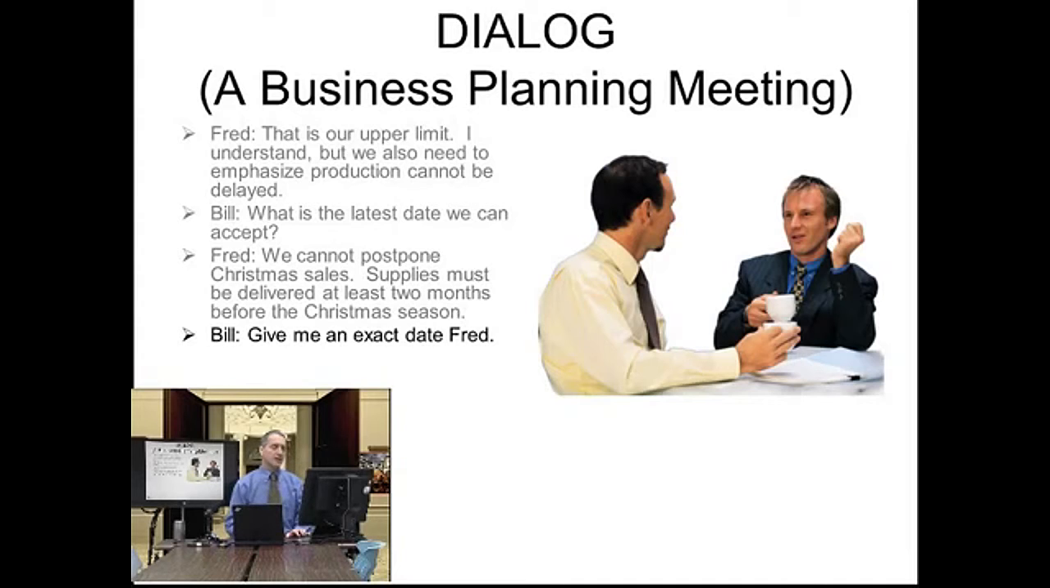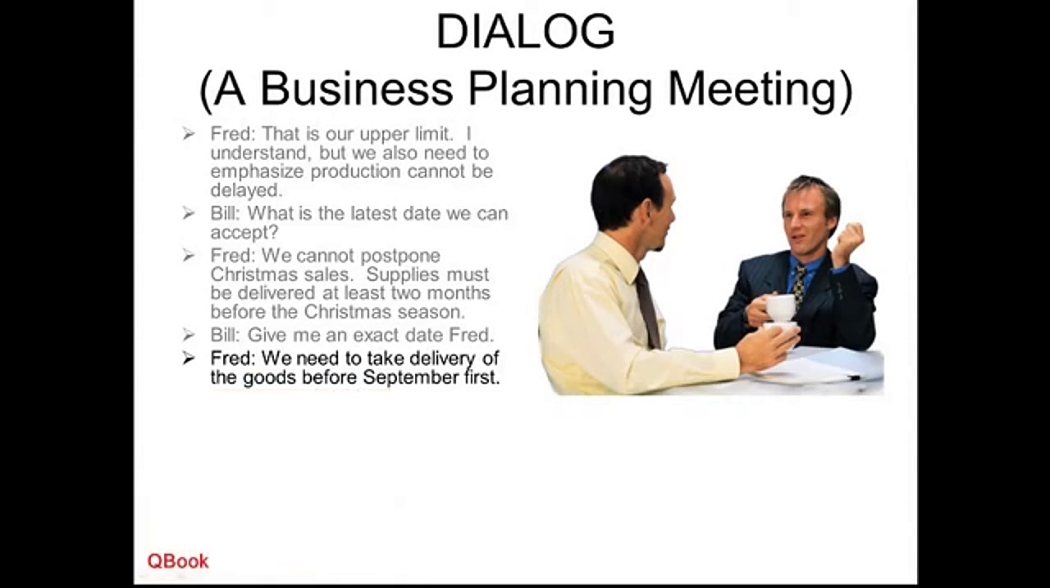Bill says, give me an exact date. So here I really like this. We're making the goals clearer and clearer, trying to be more and more specific, less and less general. And Fred says we need to take delivery of the goods before September 1st. So now we're very specific.